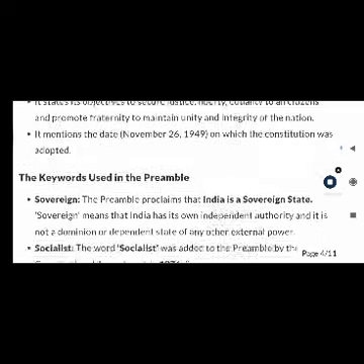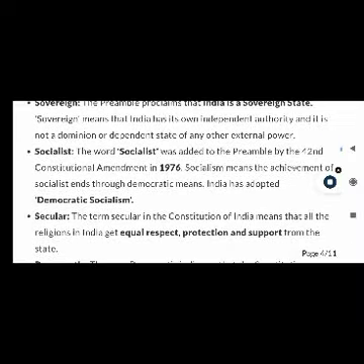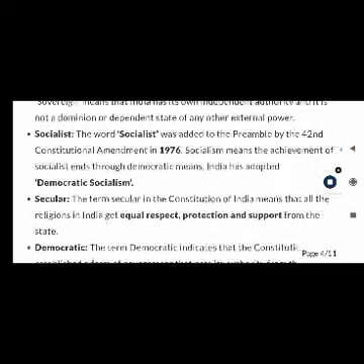The keywords used in the preamble: sovereign. The preamble proclaims that India is a sovereign state. Sovereign means that India has its own independent authority and it is not a dominion or dependent state of any other external power.